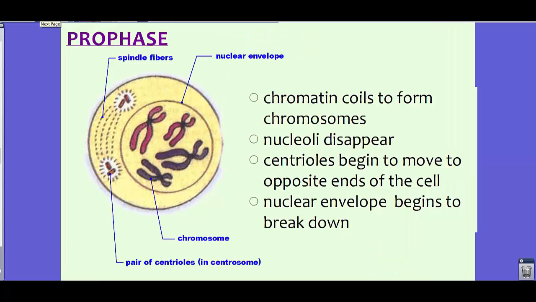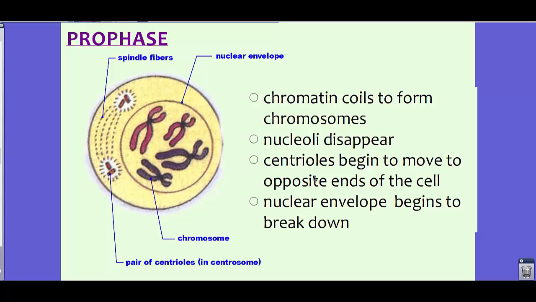So let's first talk about prophase. Now in prophase, we're going to see the chromatin coiling to form chromosomes. Remember, the chromatin is the bundled form of DNA. Well, actually, we now get to see the chromosomes. So here in this picture, here are the chromosomes. The nucleoli will disappear. We haven't really talked about that, but just know the nucleoli disappear.